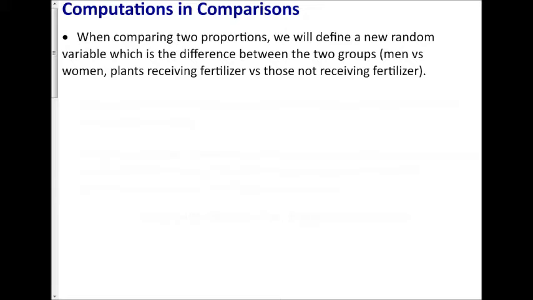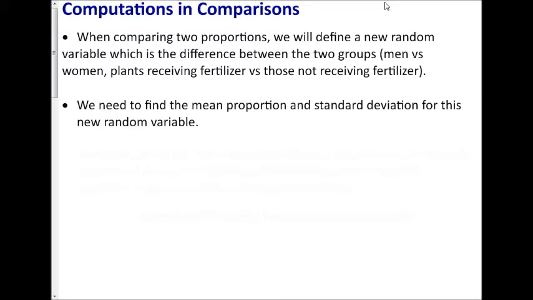When you're comparing two proportions, either one individual before and after, or two similar groups, one with a treatment and one with a placebo, you have to define the new random variable, your new sample set. And that is the difference between the two groups, men versus women. And for example, plants receiving a fertilizer versus those not receiving fertilizer. So we've got treatment versus control, or treatment versus placebo.